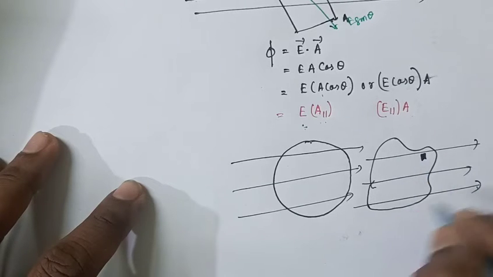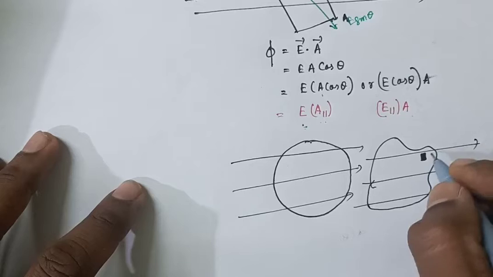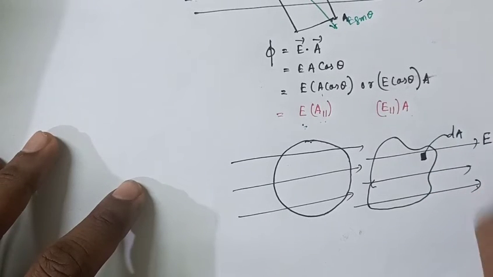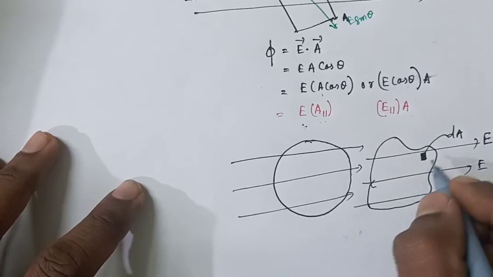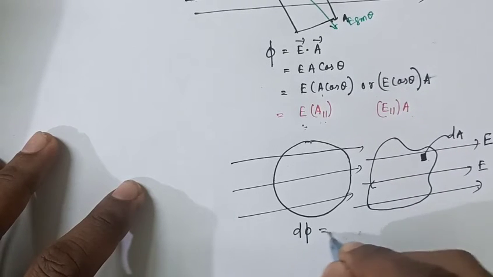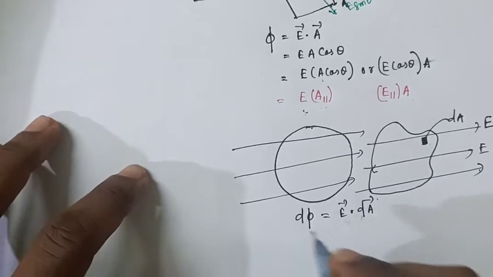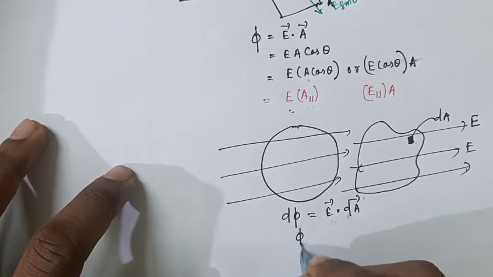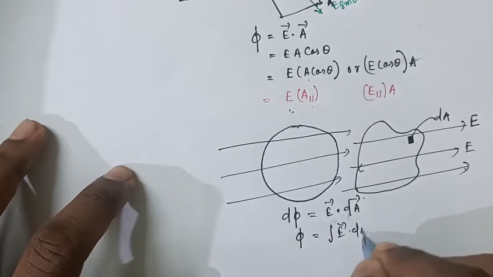We don't have proper information about the symmetry of the area, so we'll consider an elementary area dA, and this is my electric field. So what is the definition? For the elementary area, I'll write my elementary flux, that is nothing but E dot dA. If I go for the total flux, I will use a simple mathematical concept. I will do the integration.